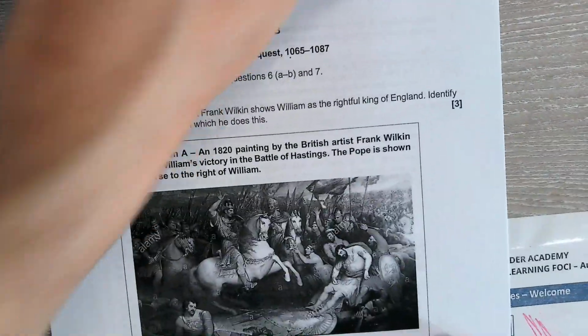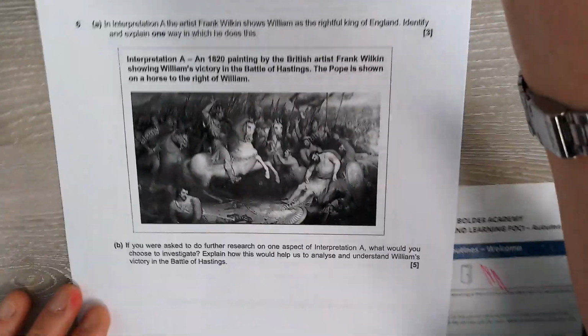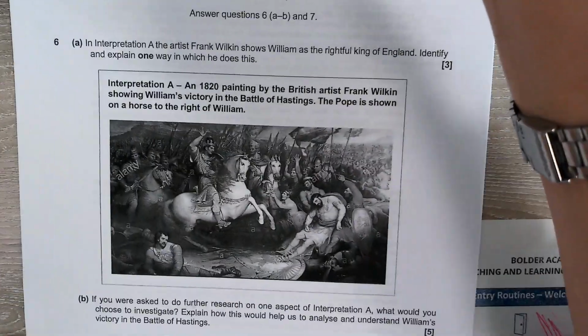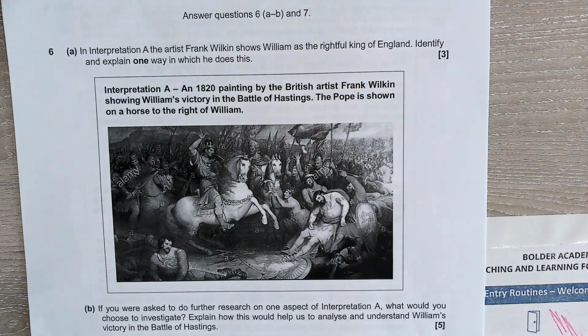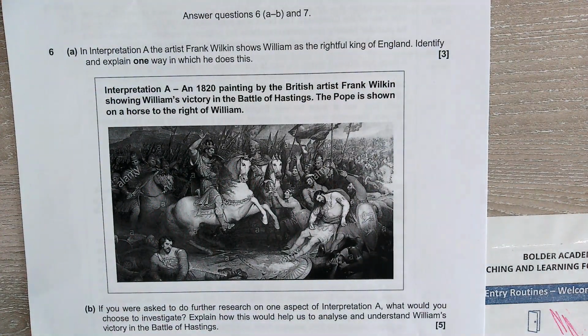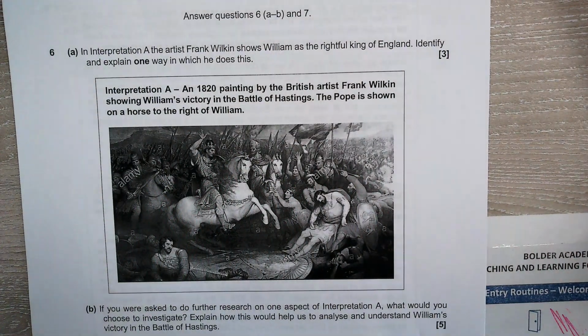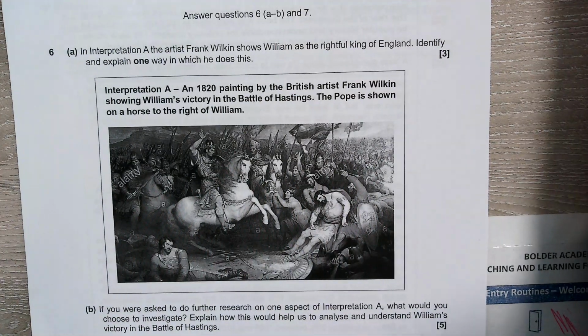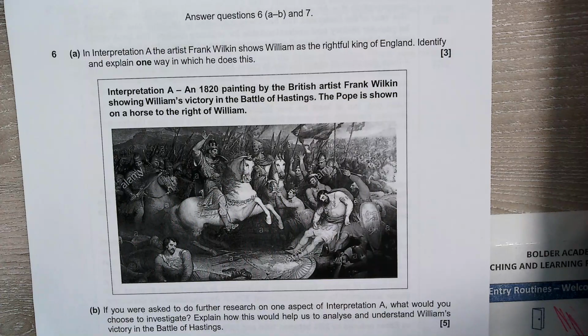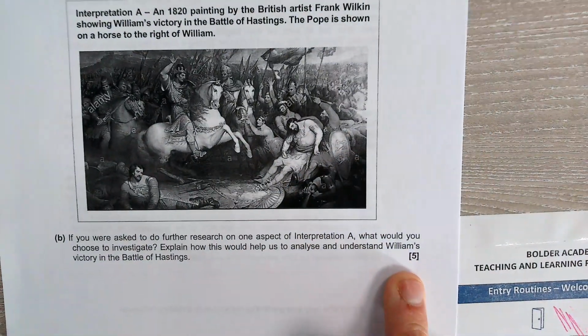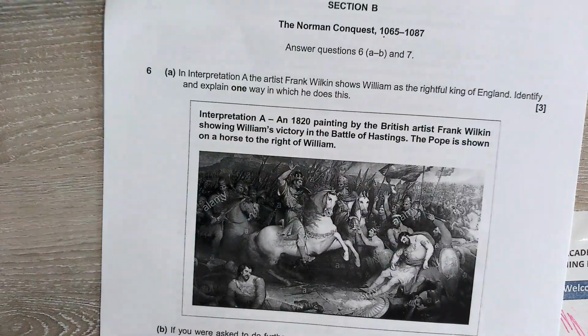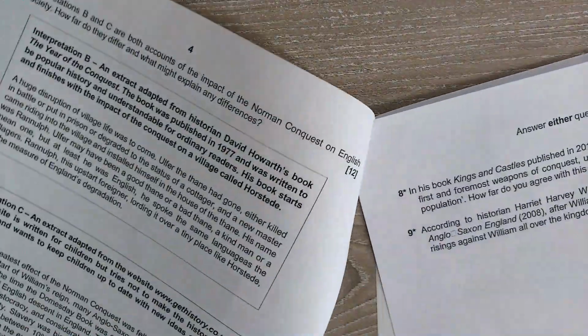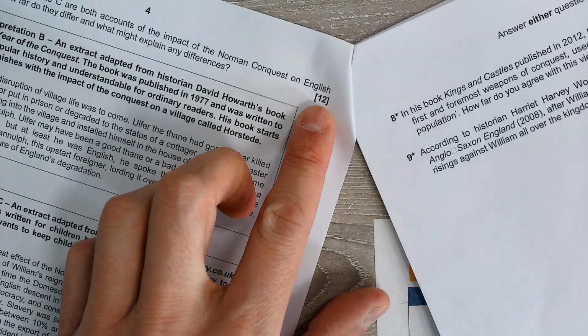All right, next question is a source question, okay? In fact, a lot of the questions on the Normans paper are source questions. And you will see that this question is worth 3 minutes. For all of the questions on the Normans paper, you're going to aim for a mark a minute. So 3 marks, 3 minutes. The next question is worth 5 marks, 5 minutes. The question after that is worth 12 marks, 12 minutes.